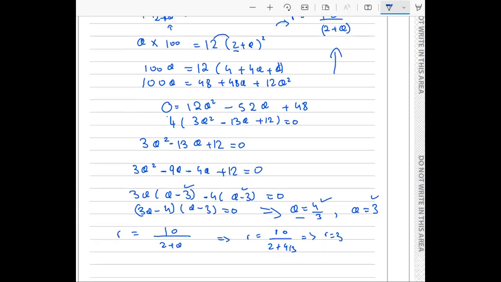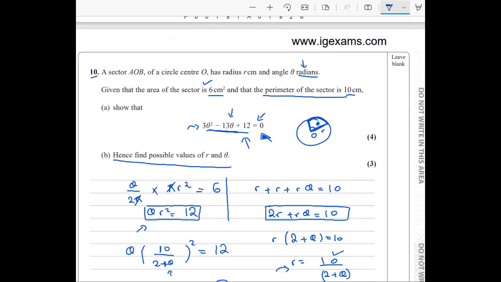And if I use theta equals 3, I will get 2 plus 3, 5, and this implies r would be 2. So I am getting r equals 2 for theta equals 3. So did you understand this?